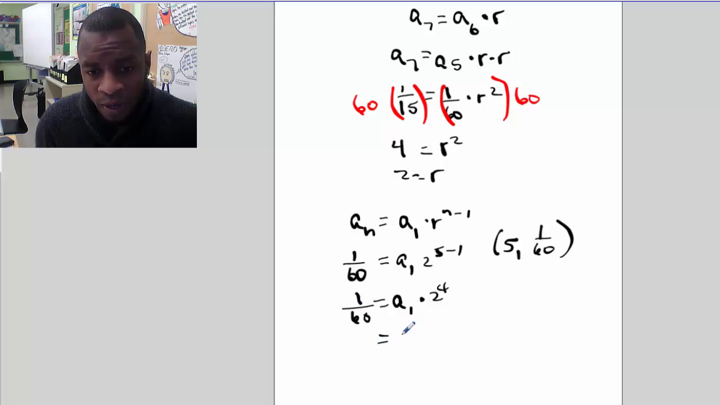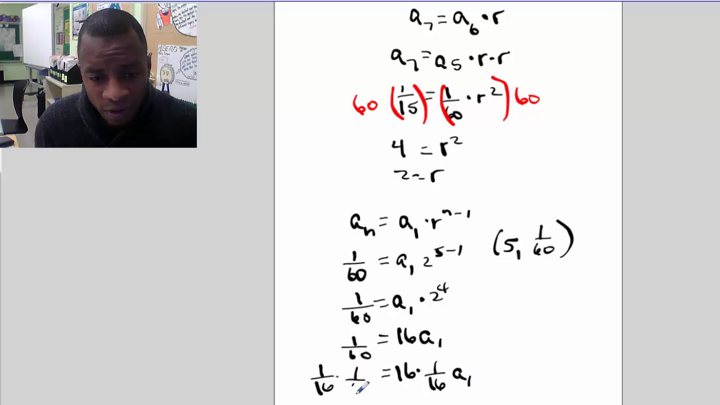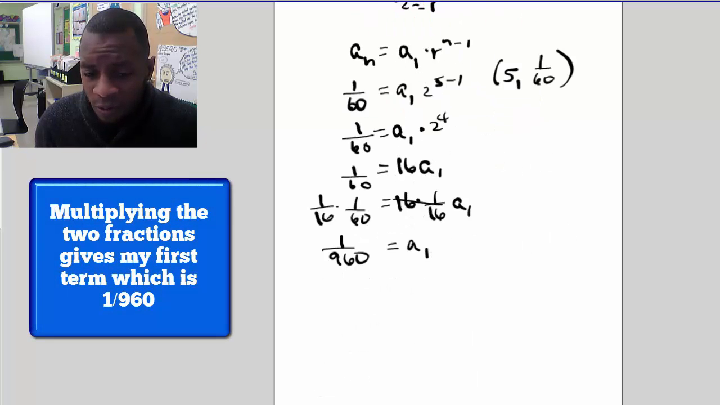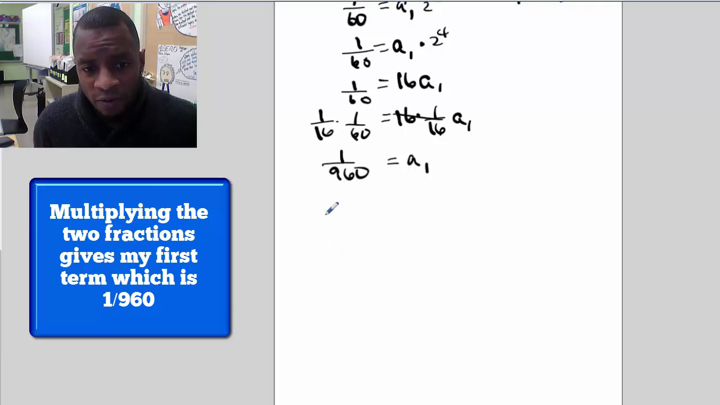And so we get 16 a1 equals 1 over 60. And we're going to multiply by the reciprocal. So this is 16 times 1 over 16, a1. And then 1 over 16 times 1 over 60. So this cancels. And so we get a1 is 1 over 960. Okay, and so now we have all the values we need to write our explicit formula.